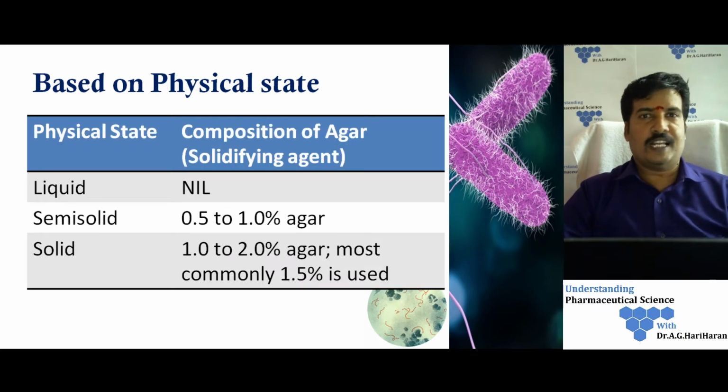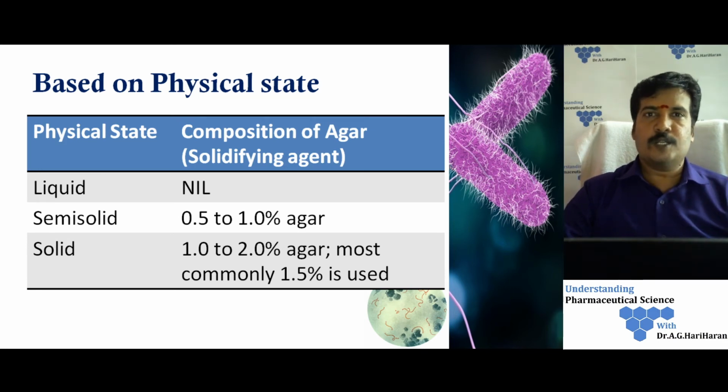Based on it, we can classify into three types. One is the liquid state the media can present. Second is the semi-solid state the media can present, and the solid state. Generally, the media present in liquid state we call a broth culture, and if it is in solid state, generally we regard it as an agar culture.